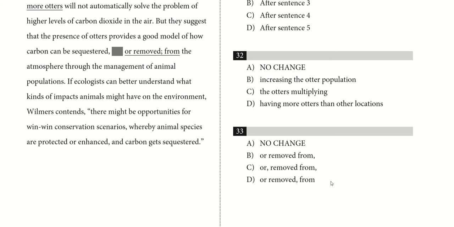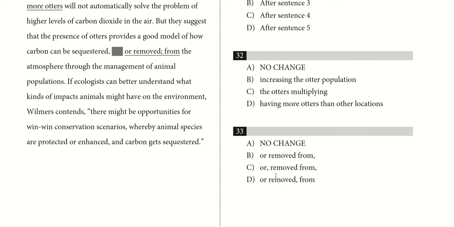So that leaves us with D, and that makes sense because we then have just commas surrounding this or removed, which makes sense because in this case, the commas are basically presenting a synonym of sequestered, right? Just like if you have some sentence, the prices have spiked or rose in the last week, and then you have or rose surrounded by two commas.